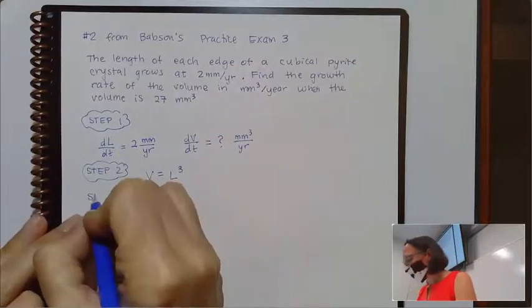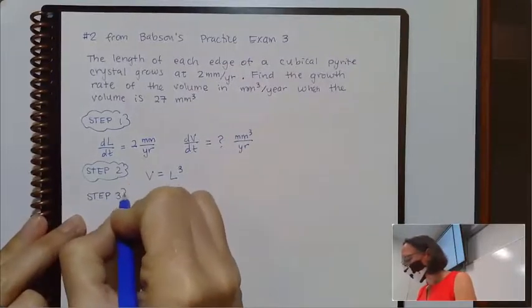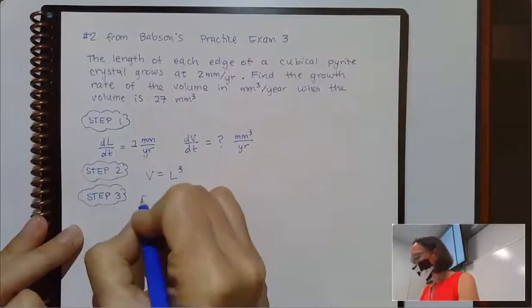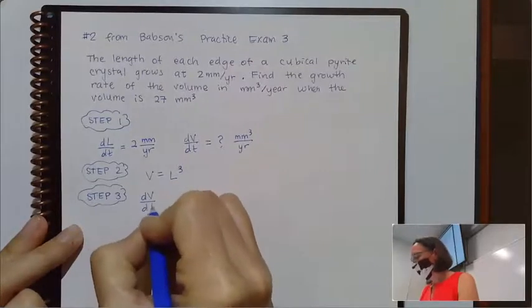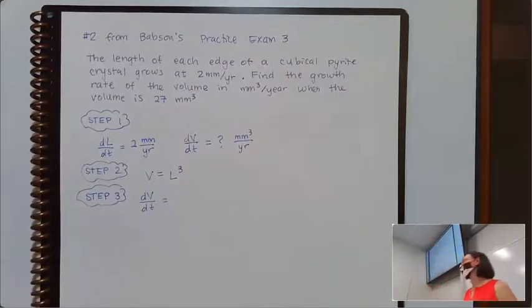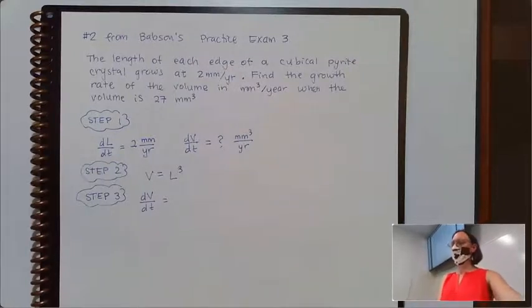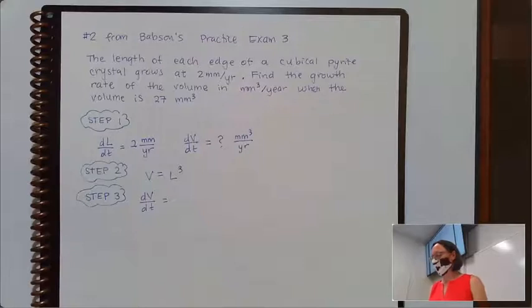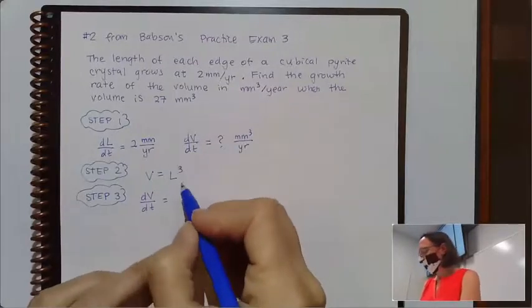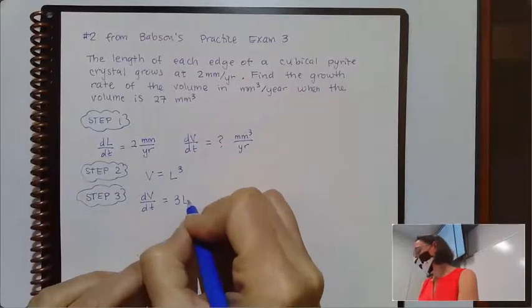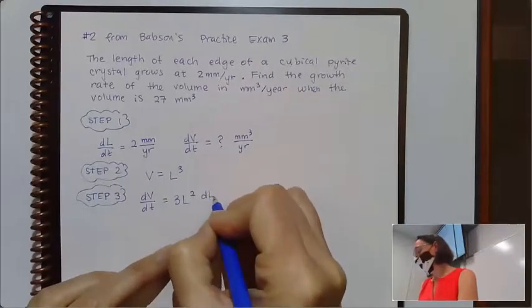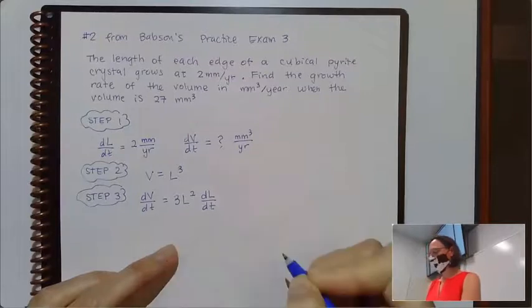Step 3, we're going to take a derivative. And with all of our related rates problems, we're taking that derivative with respect to time, unless something weird has been said in the problem. For every single question in the textbook, for sure, we're taking that derivative with respect to time for related rates. Well, when I take the derivative here, I've got 3L squared times dL/dt.